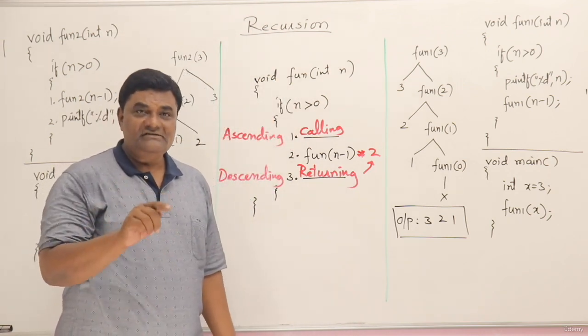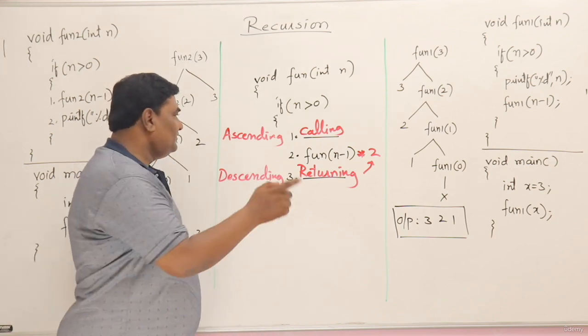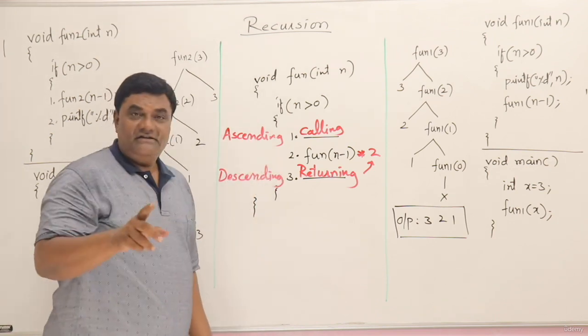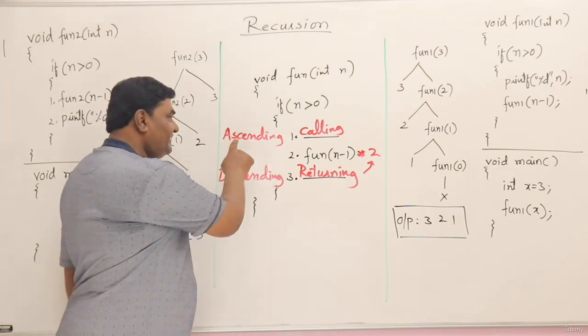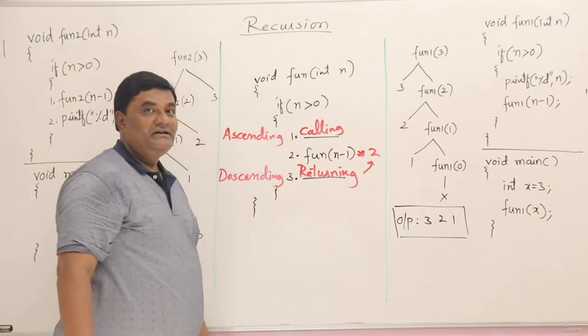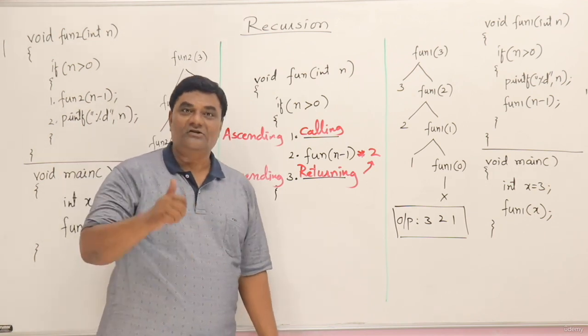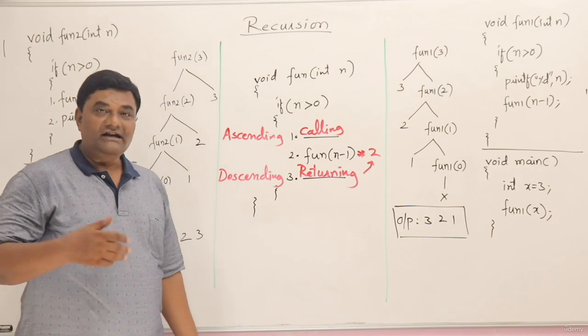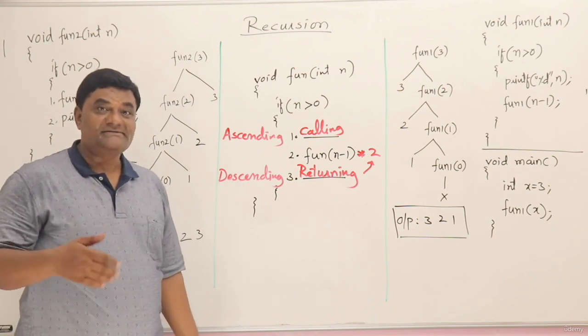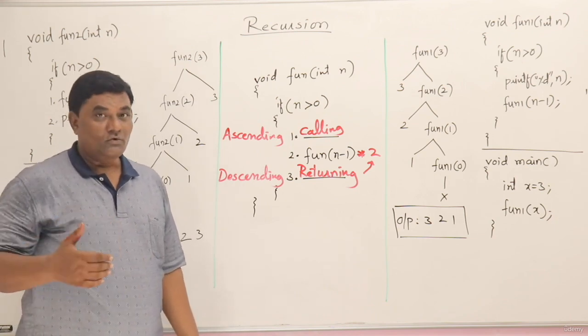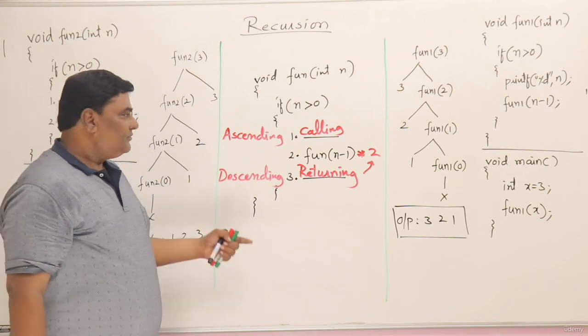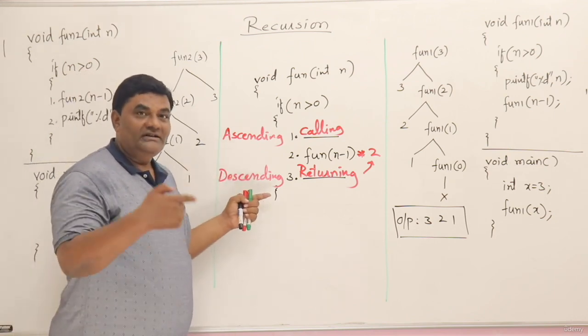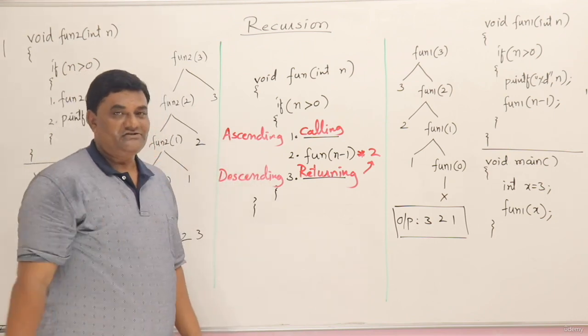But the difference is a loop will have only the ascending phase, but a recursion will have ascending as well as descending phase. So that is the strength or power of recursion, that you can utilize or exploit it for writing code easier. So these two phases are there. The descending is there only in recursion.